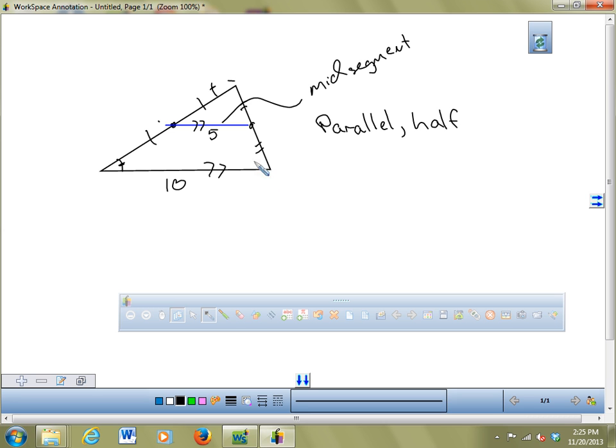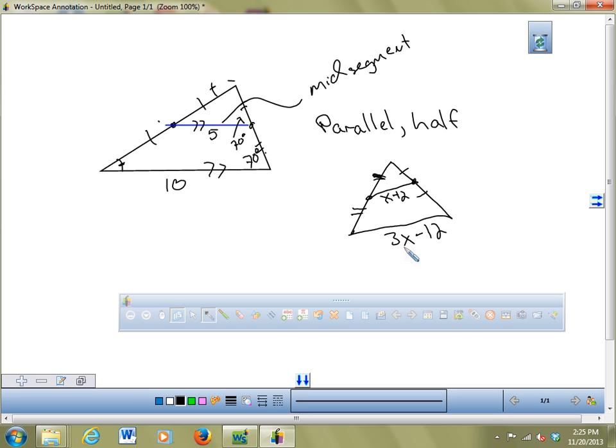So if I told you that this is a mid-segment, and I tell you that this angle here is 70 degrees, what would this angle up here have to be? 70 degrees, because those make corresponding angles, right? If I had another triangle like this, and I tell you that this is the mid-segment, even though it doesn't look like a mid-segment, and this is x plus 2, and this is 3x minus 12.